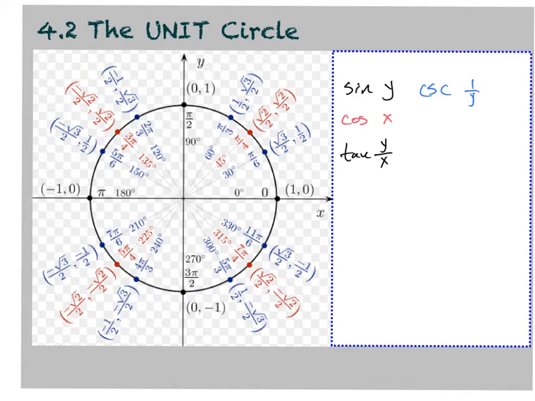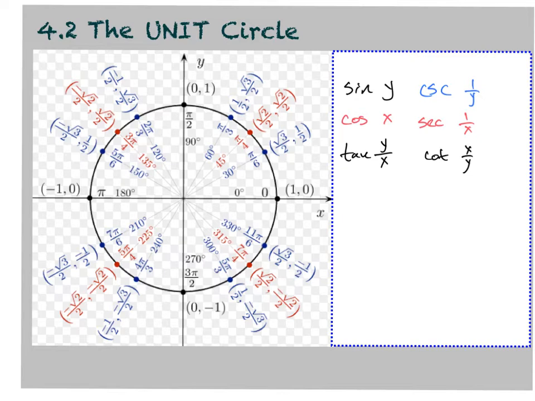Cosine's buddy is who? Do you remember? Secant. And the way that I want you to think about it is it's the reciprocal of cosine. And then tangent's buddy, do you remember it? Cotangent. I don't want you to think of it as the reciprocal of tangent, even though it is. I want you to think of it as x over y. Okay?